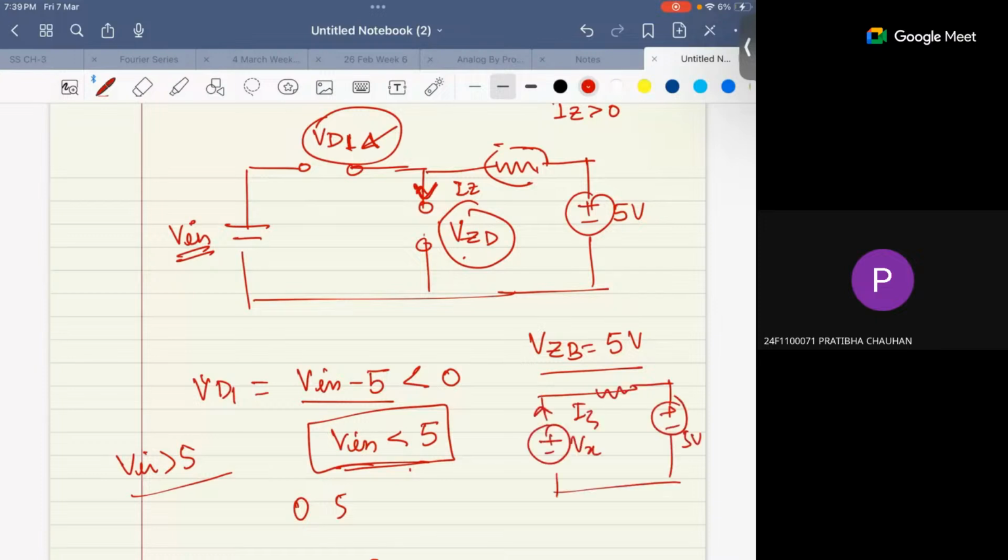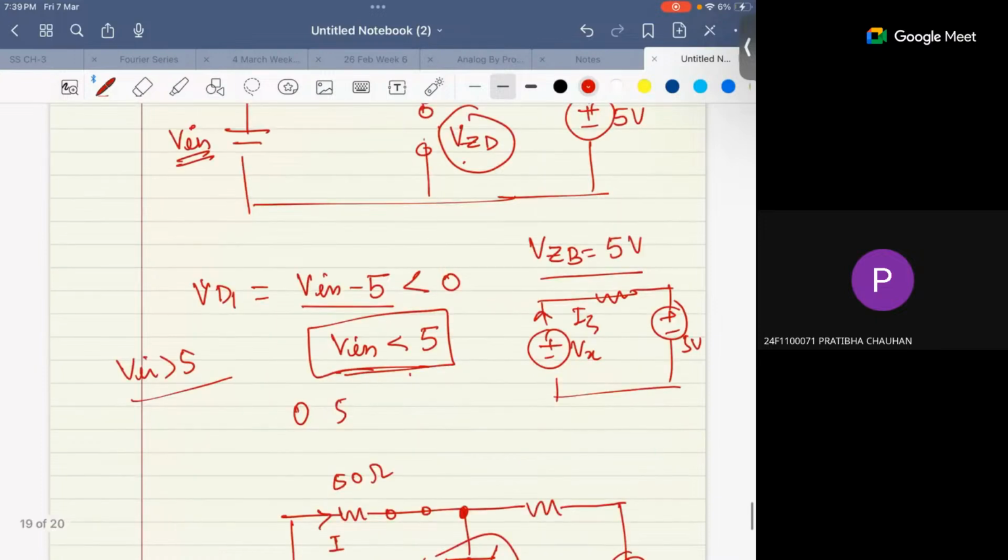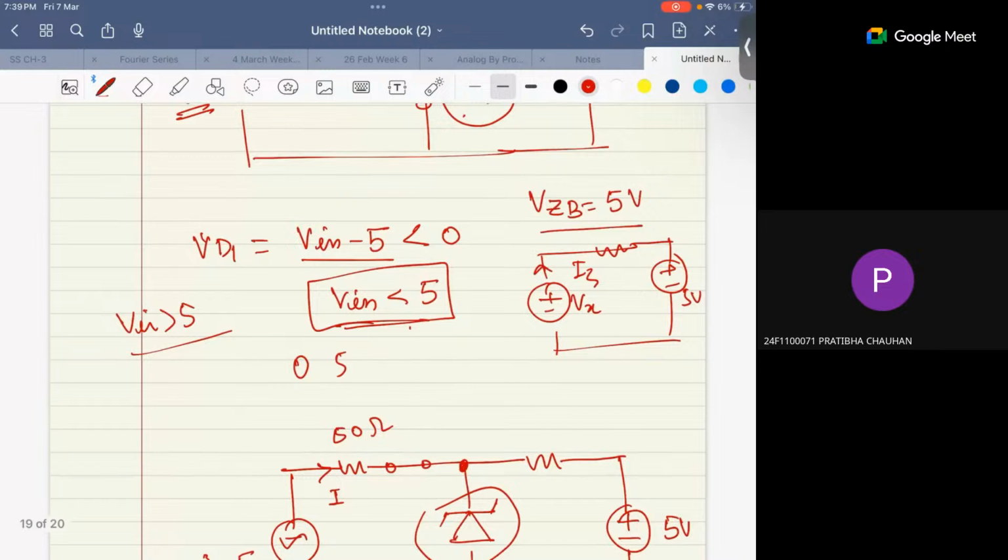5 volt. So for example, if there is a current IG coming out, it should be (Vx minus 5) divided by 100. This is IG, and that should be greater than 0. So from here also we are coming to the conclusion that if Vx is coming out to be more than 5 volt, this is working in breakdown voltage, correct?